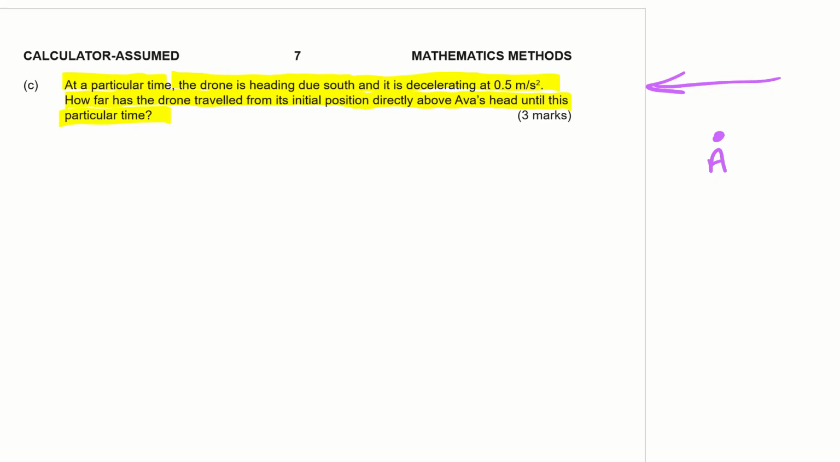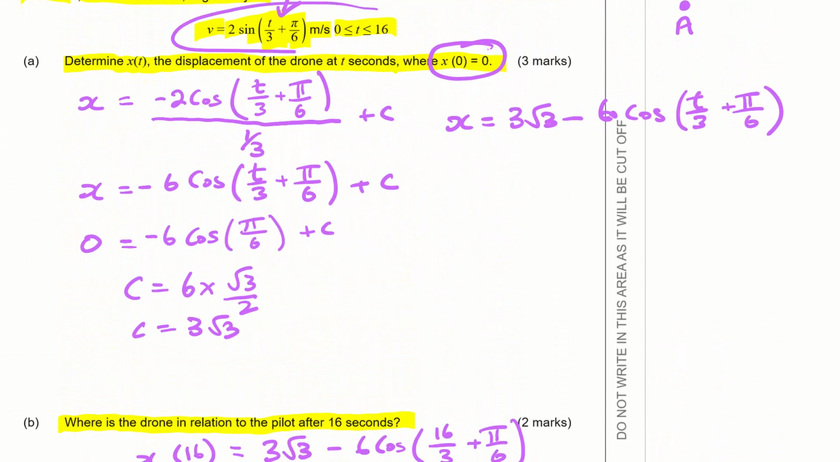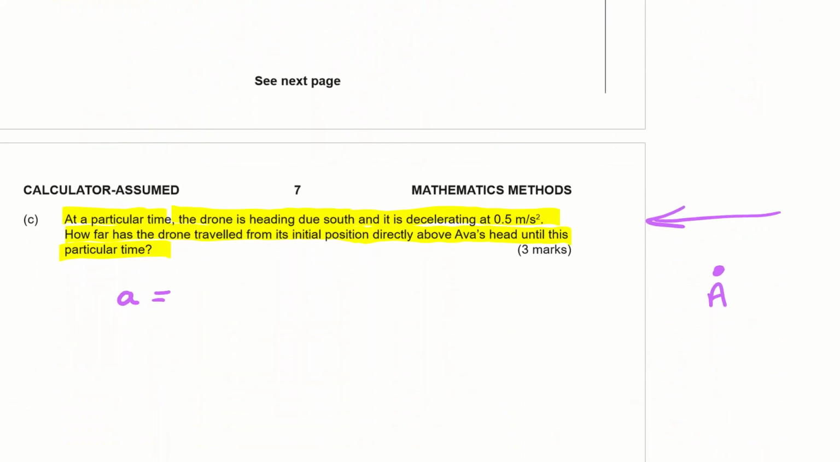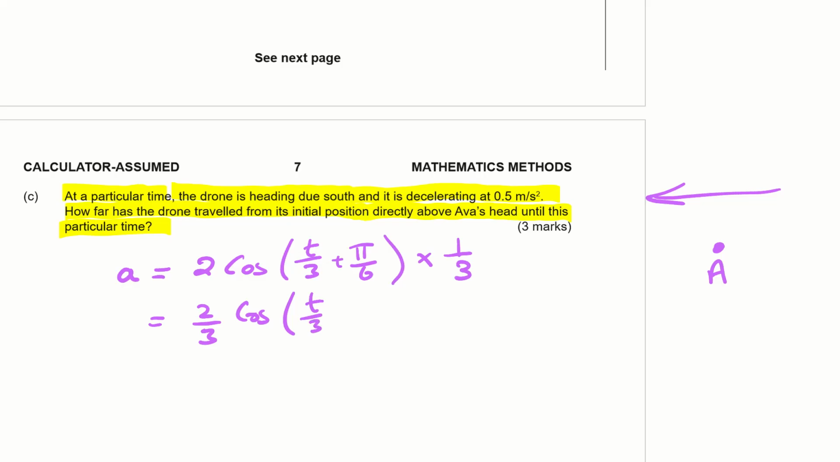The velocity is negative. So we can differentiate to get acceleration. So we're differentiating the initial velocity formula that we were given up here. And if we differentiate that, remember to use the chain rule, we are going to get 2 cos(t/3 + π/6). Using the chain rule, we're multiplying by a third. And so that is going to be 2/3 cos(t/3 + π/6).